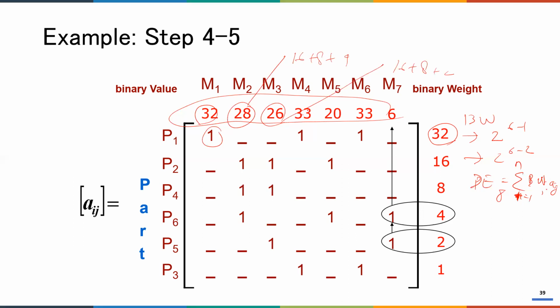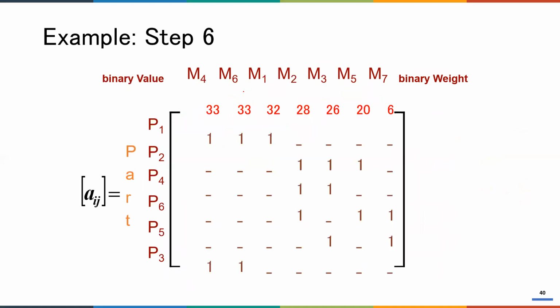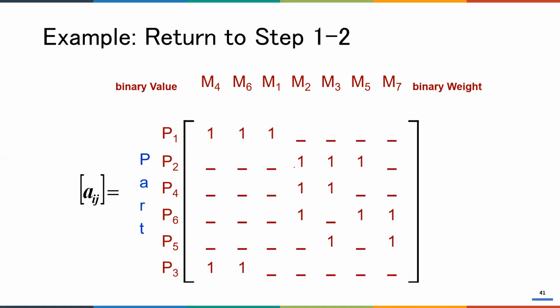So for example, M4 and M6 are the largest, so you basically just move them to the left part. So we can see here, like this, and then we start to see the shape. However, we still cannot decide whether it is a cluster or not. So we need to return to steps 1 and 2 to make sure whether there can be an improvement or not.